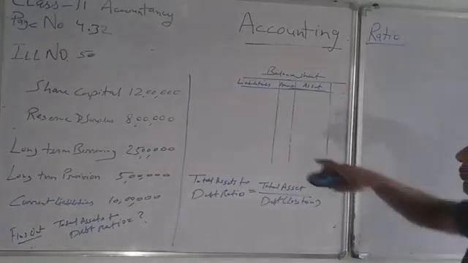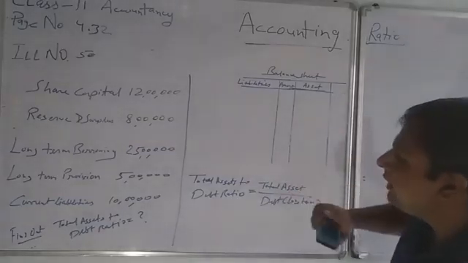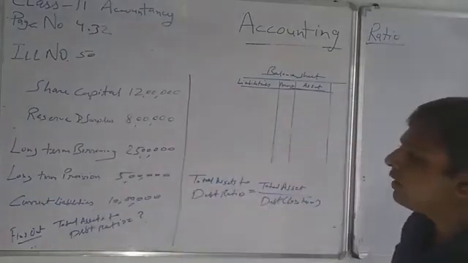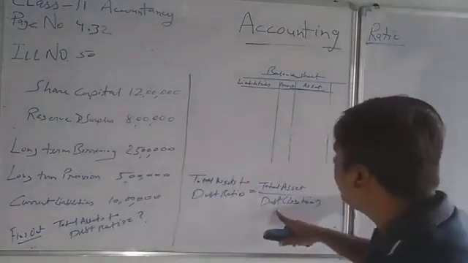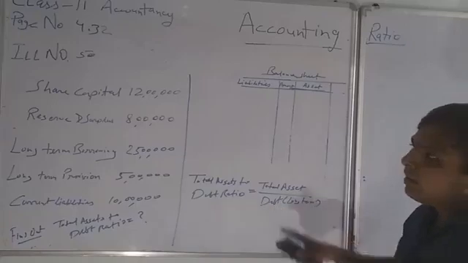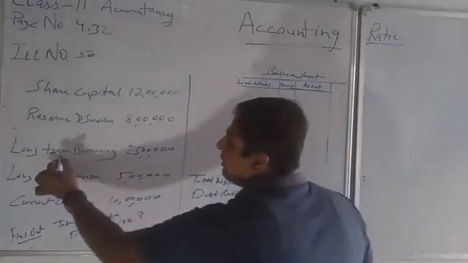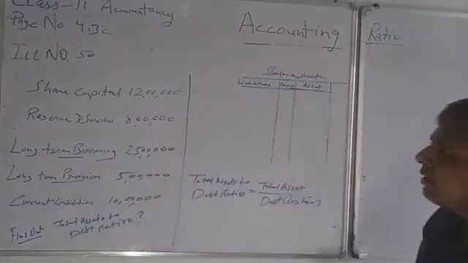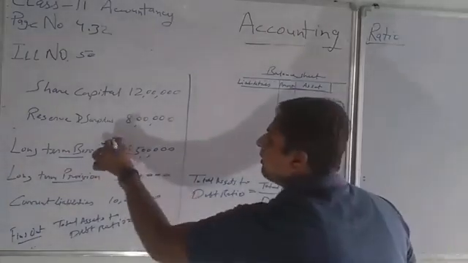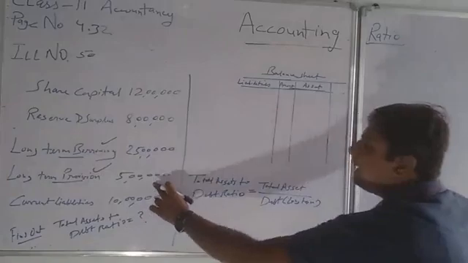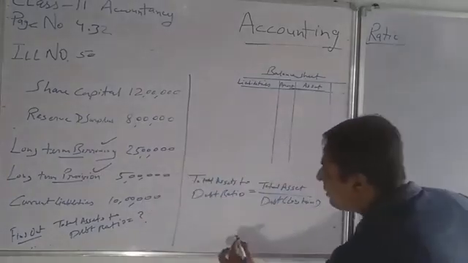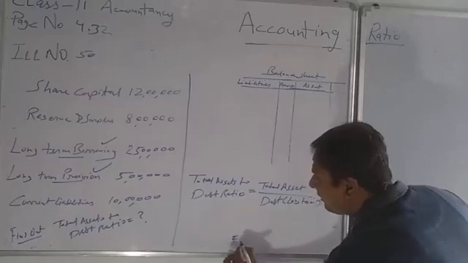Now, here the total assets. Is total asset given to us? No. Total asset is not given to us. But something is given to us. Debt is given to us. Yes, long-term borrowing and provision are already given to us. These both are debts. So 25 lakh plus 5 lakh. How much? 30 lakh.